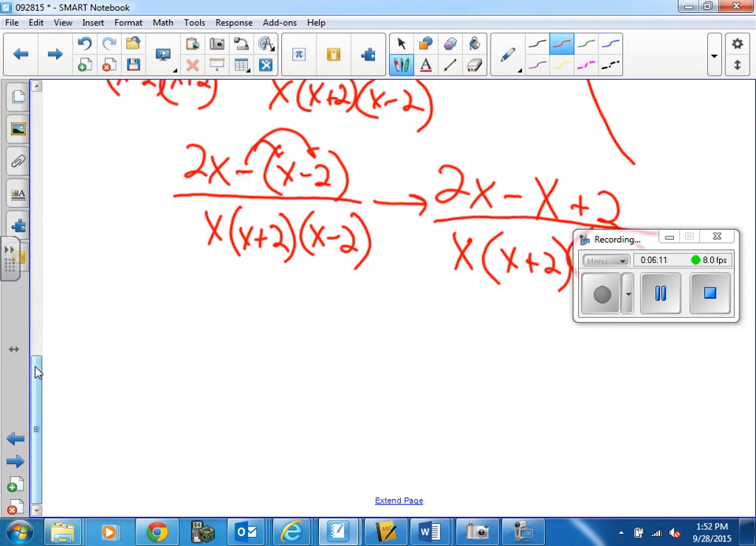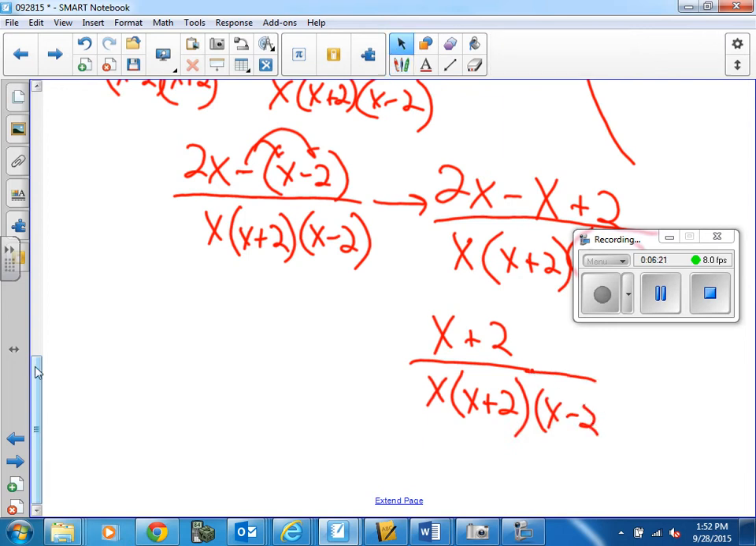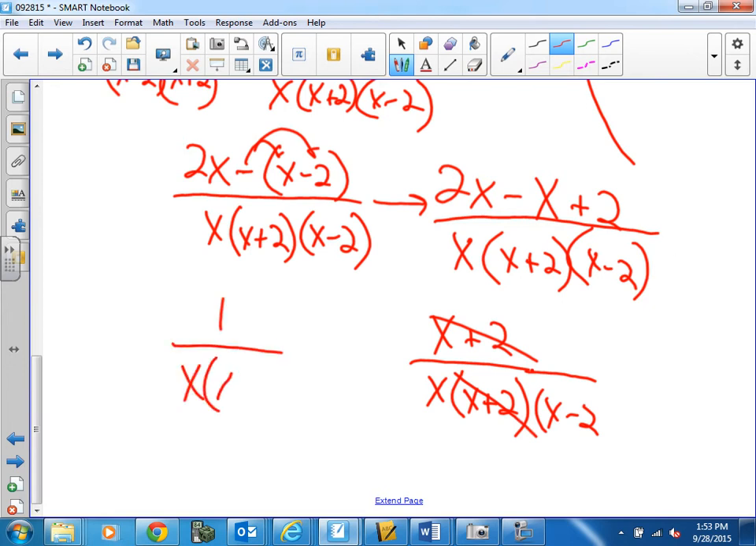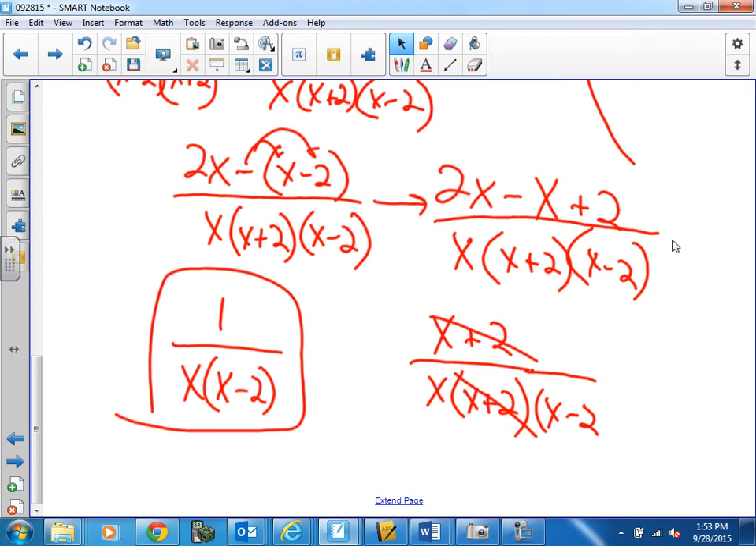And then we subtract 2x and x, so we get x plus 2 all over x times x plus 2 and x minus 2. Move this out of the way. All right, now since we just have x plus 2 on the top, we can divide that out by this factor. And we're left with 1 over x times x minus 2. All right, so that is number 4.